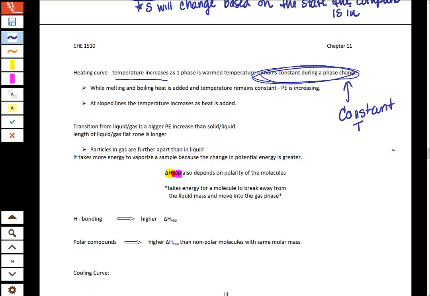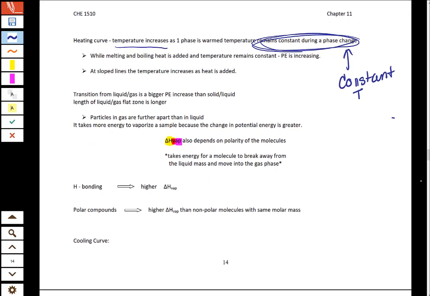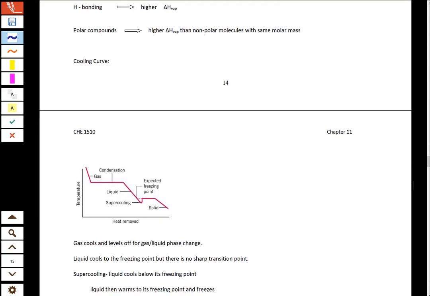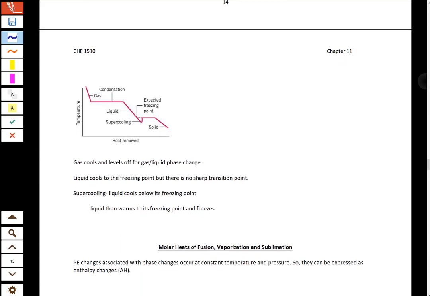So there's a lot of words in here that I'm not going to talk about right now, that we can point out as we do some problems during class. Let's look at a cooling curve, and then I think we'll move on to a problem. When we look at a cooling curve, it's the same as a heating curve, just the opposite.